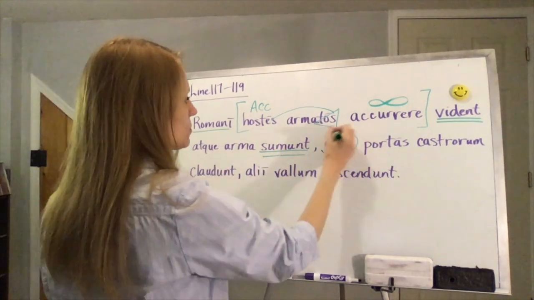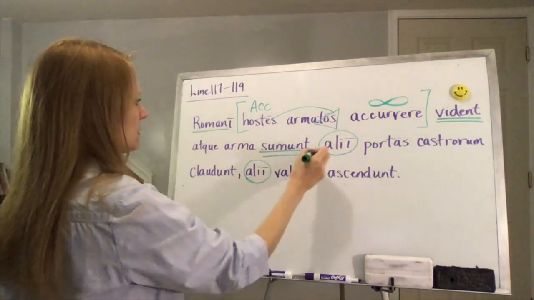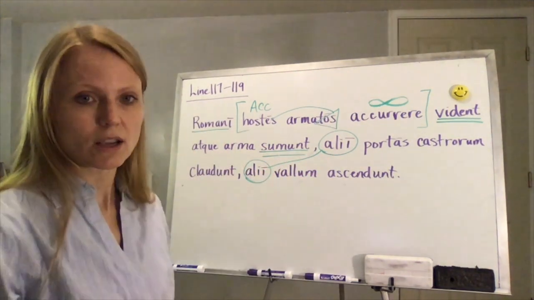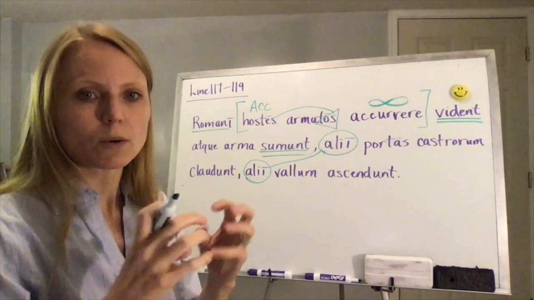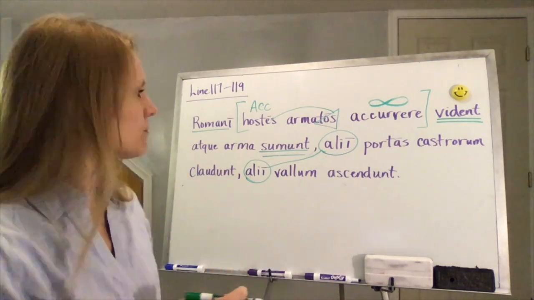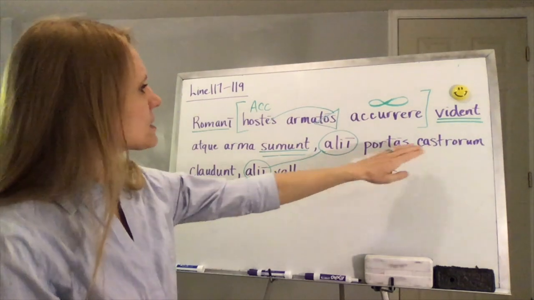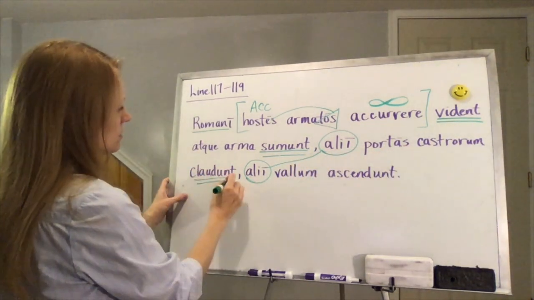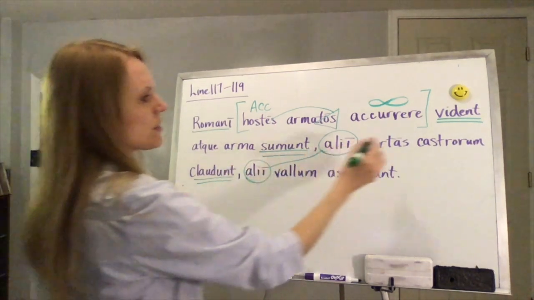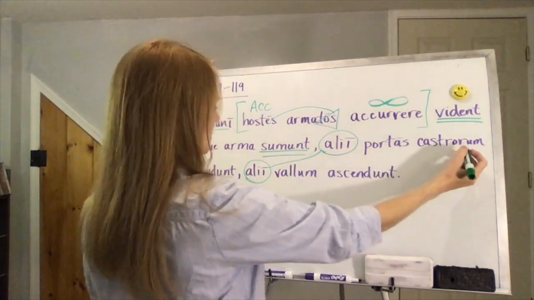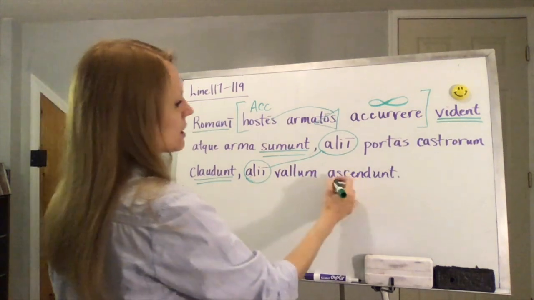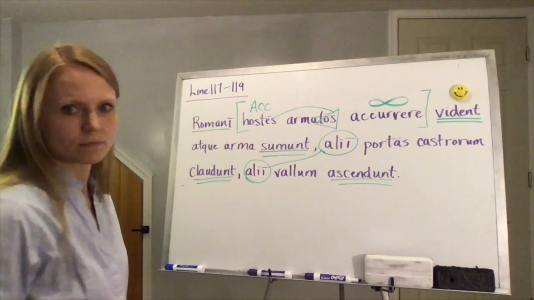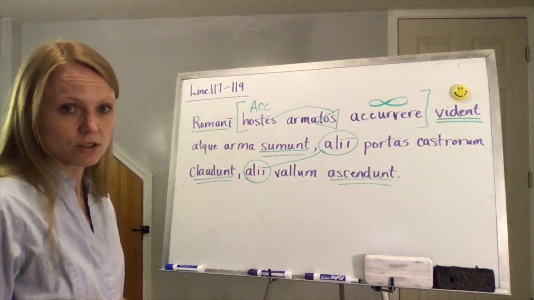Now, do you remember how these two words work together? Ali, ali, some and others. So when we have two alis there, we know that they're working together like neque, neque or et, et, okay? So, ali portas castrorum claudant. So, some close, they close what? The gates of the camp. Others ascendant, they climb the wall. All right, so that's our first one.